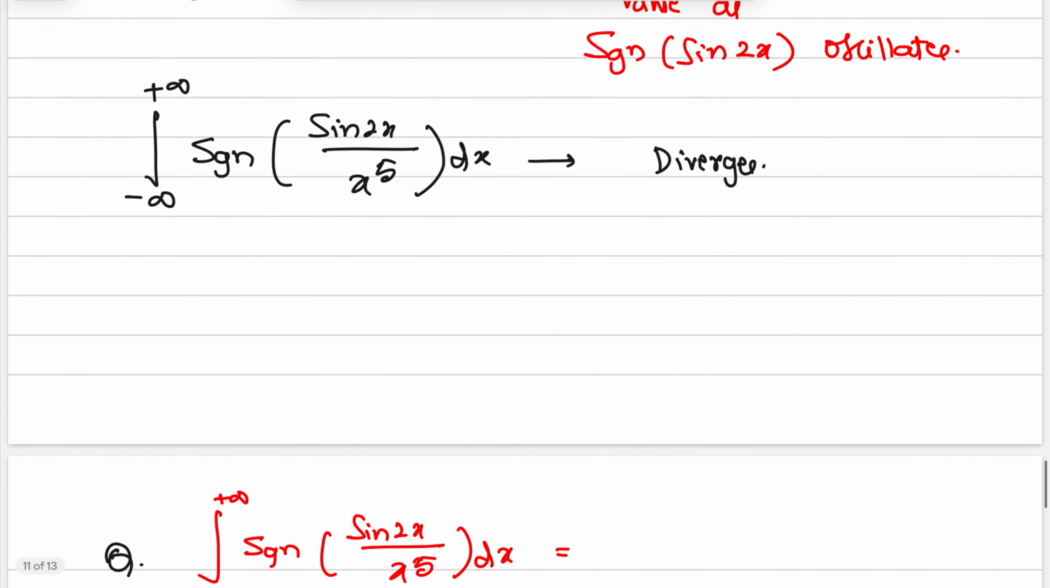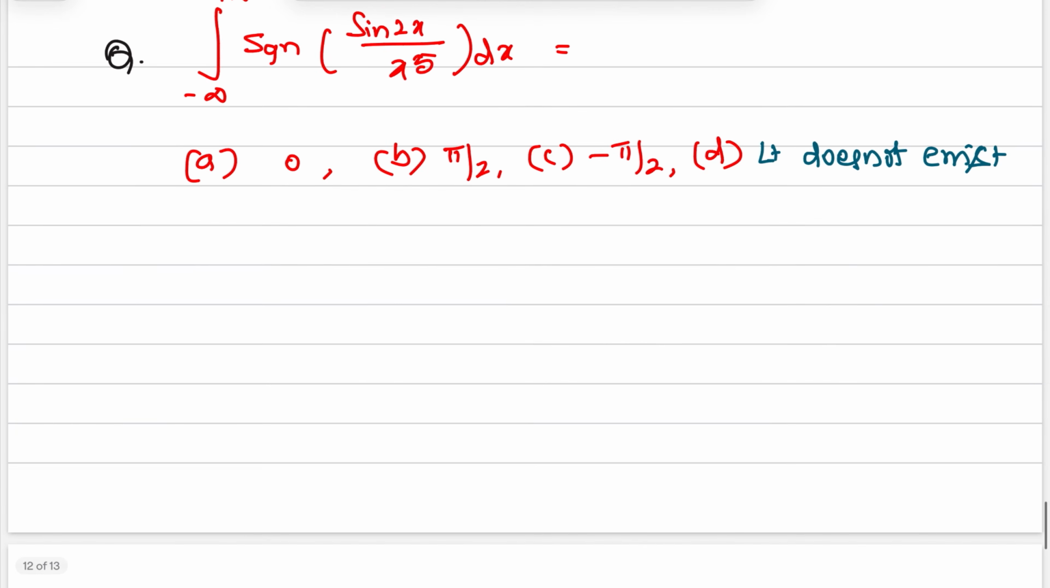Because of this, the total integral diverges. We can even write it as diverges, anything you write. Ultimately, it will not go to a single value, it will not converge to a single value. Let it be 0, let it be pi by 2, let it be minus pi by 2, or instead of pi by 2, it can be 1, it can be minus 1. But ultimately, the answer is that it diverges.